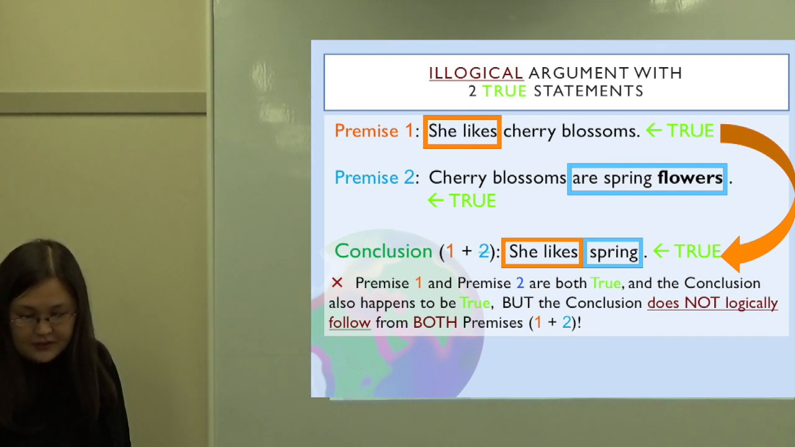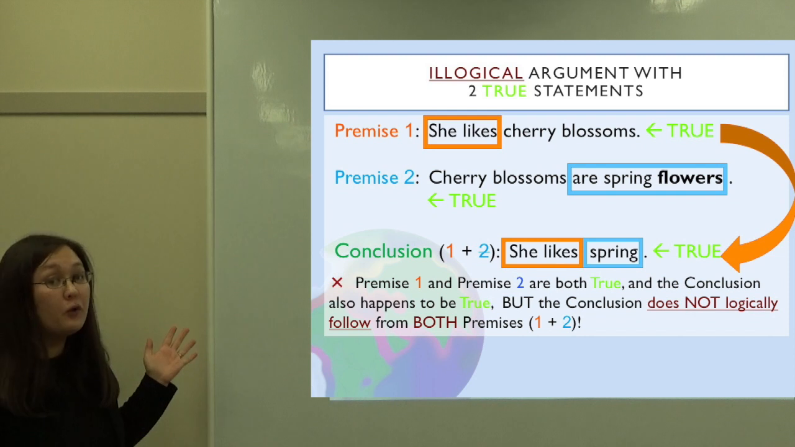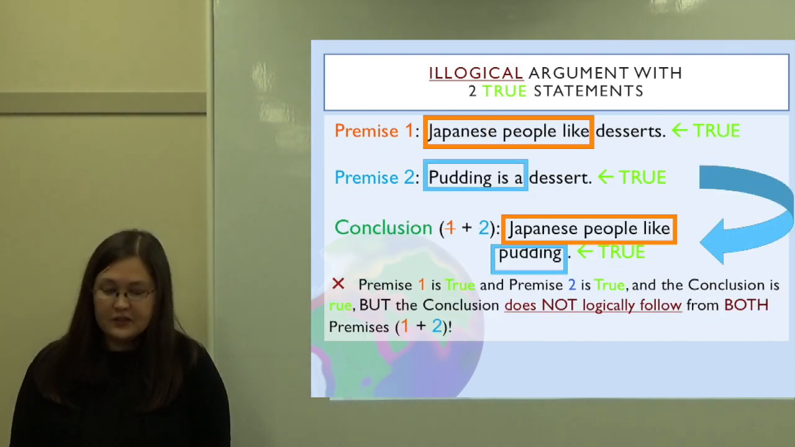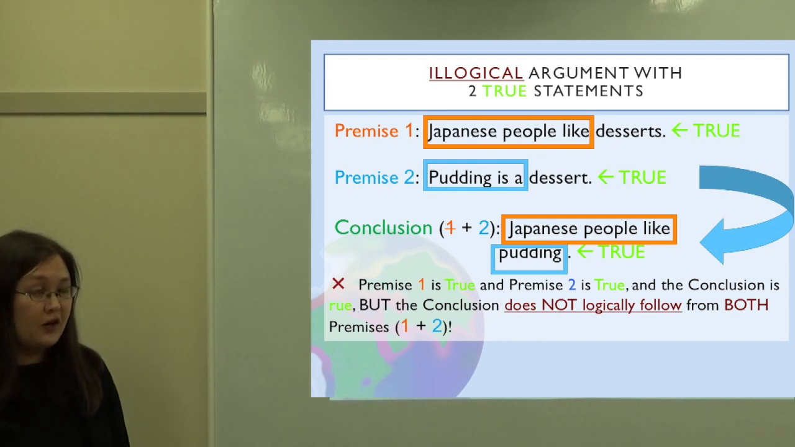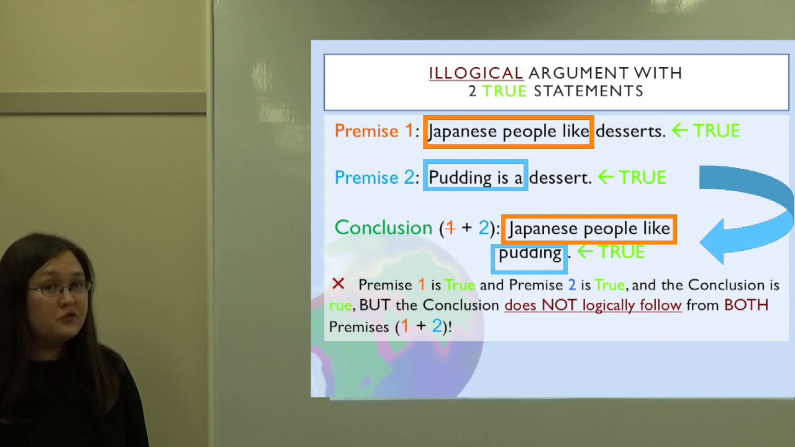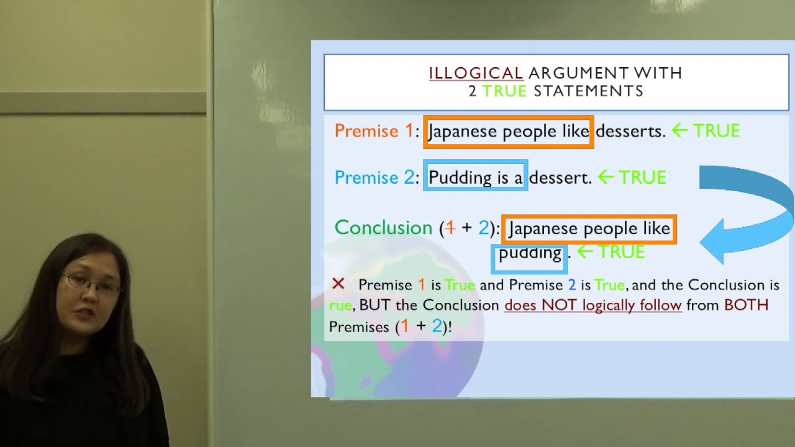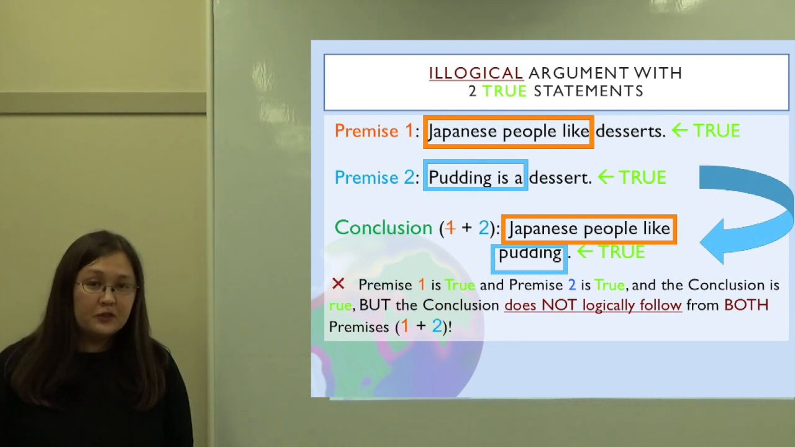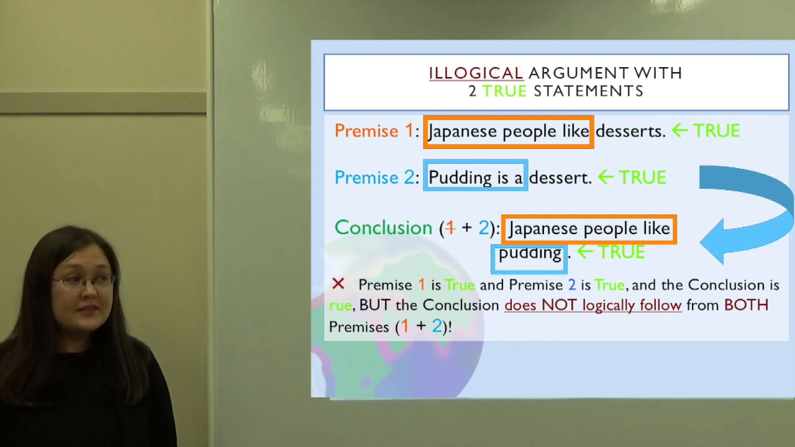Let's look at another example. This one we were able to fix. However, it's not always so easy to fix an illogical argument. Let's look at another case. This also has 2 true statements. Premise 1, Japanese people like desserts. We can check in the real world whether or not this is true. Let's say that it's true.